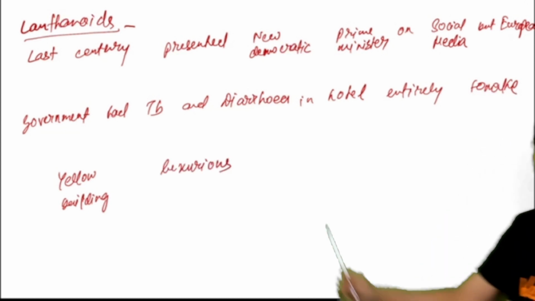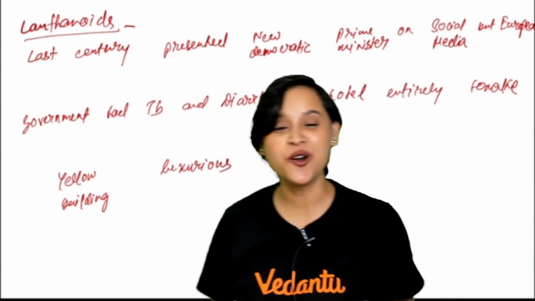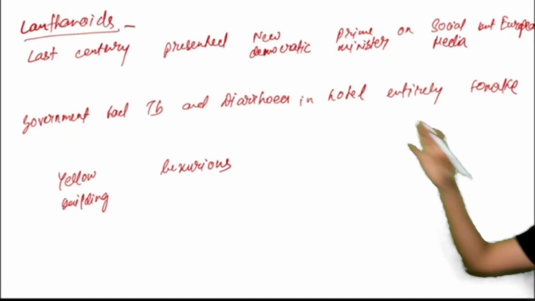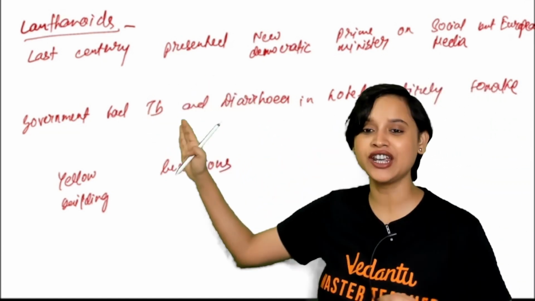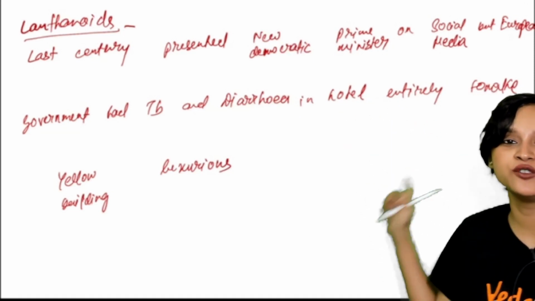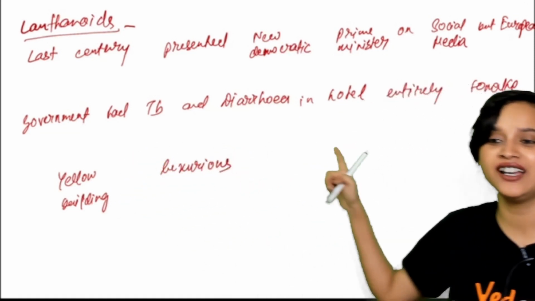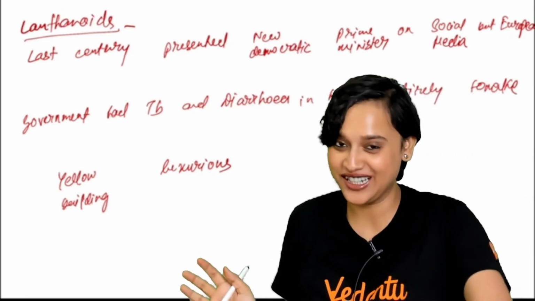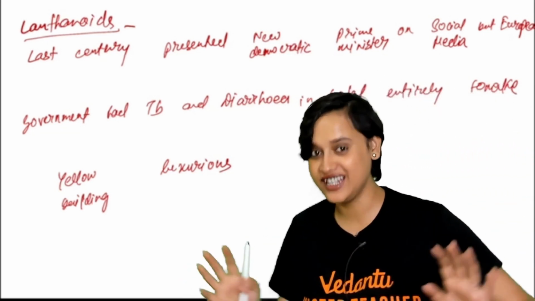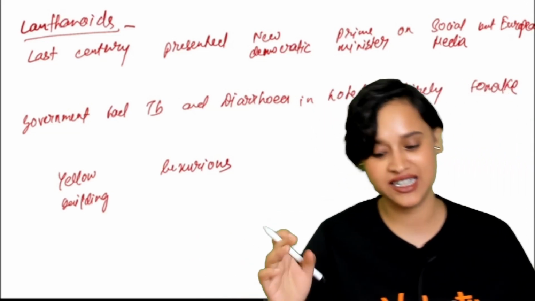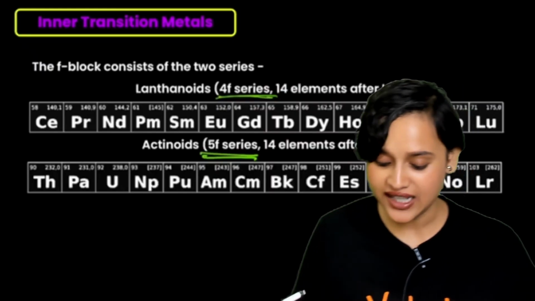Alright, this is how you remember it. Last century presented new democratic PM on social media, but European government had TB and diarrhea in hotel entirely to make yellow buildings luxurious. I know it sounds a little yucky, but this is the funniest that I could find in English. Otherwise, in Hindi there are many of them, but you know what happens, right? So let's just write it down, everybody.